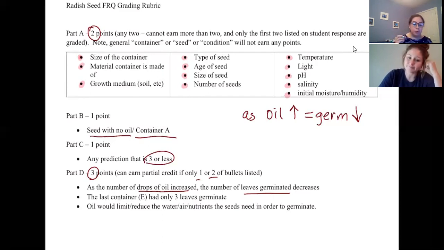The second point would be coming from acknowledging that container E, according to the data table, only had those 3 seeds germinating. You didn't just pull a number out of thin air or out of a hat. The reason why you justified 3 or less was because the last container, the last known data point, had 3 seeds germinating. So that would earn you a second point.